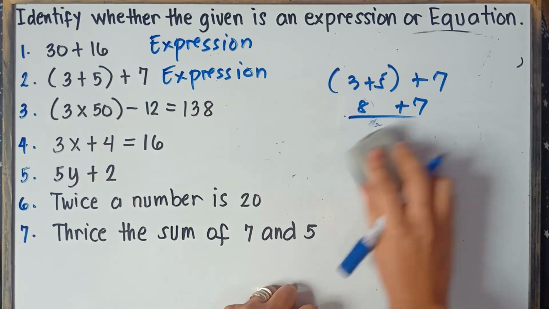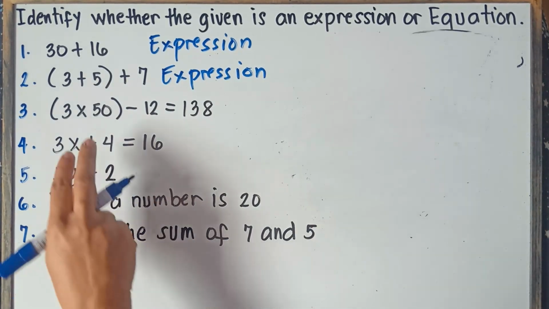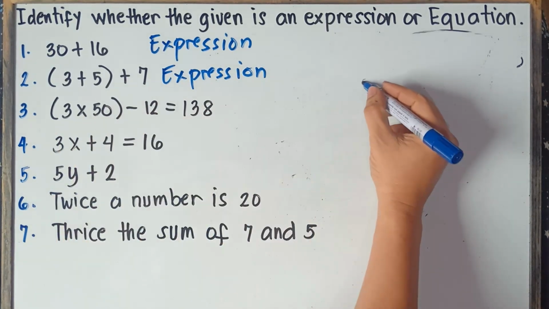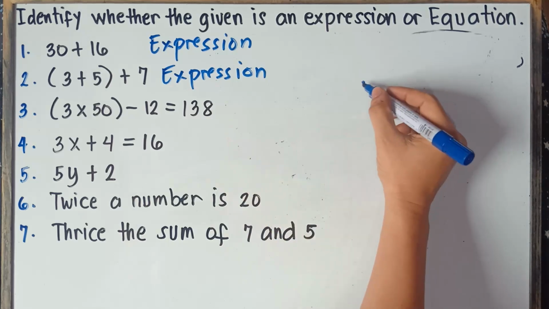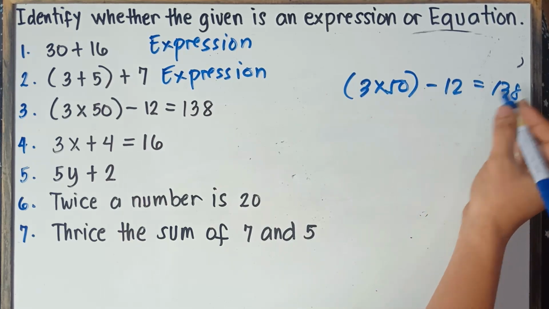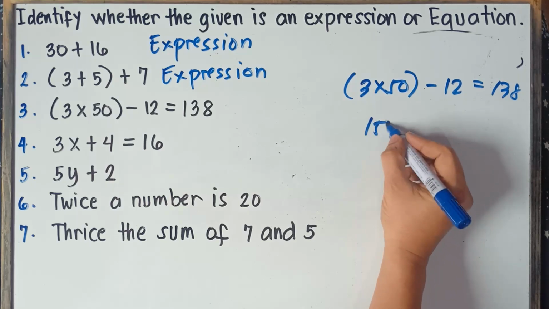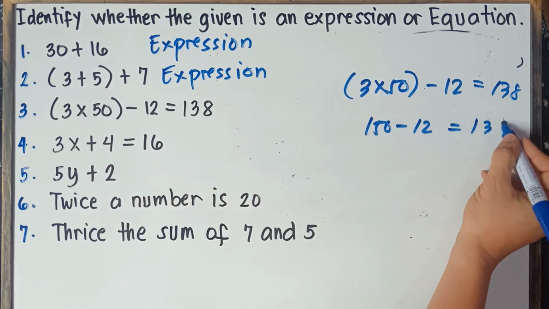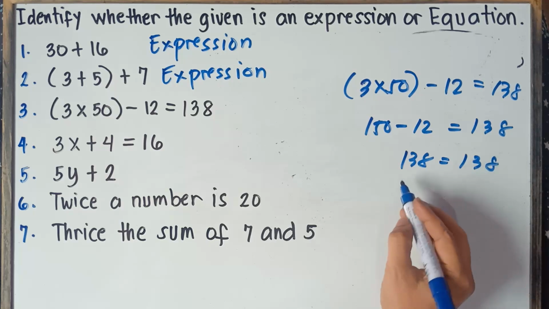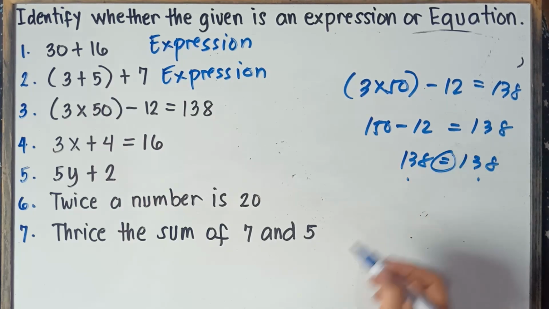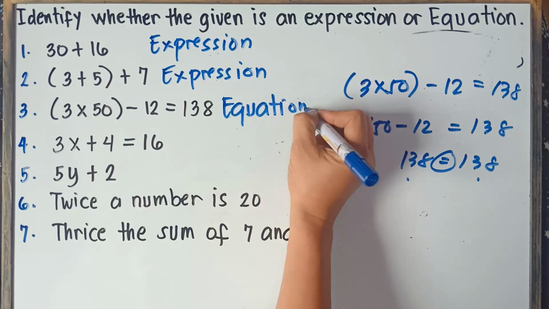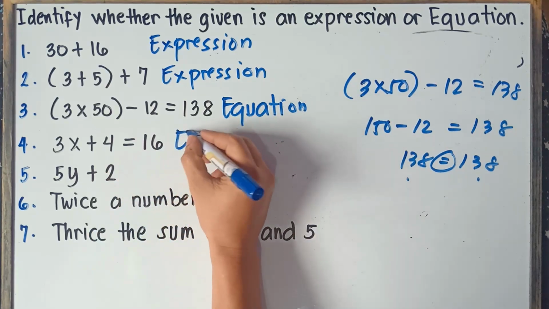Alright, so number 3, we have the quantity 3 times 50 minus 12, the answer is 138. So if we answer this one, 3 times 50 minus 12 equals 138. So 3 times 50, that would be 150, minus 12 equals 138. 150 minus 12, that would be 138, equals 138. So the left expression is equal to the right, and you have this equal sign. We call this one an equation. Simple as that, class. If you see an equal sign, automatically, that would be an equation.